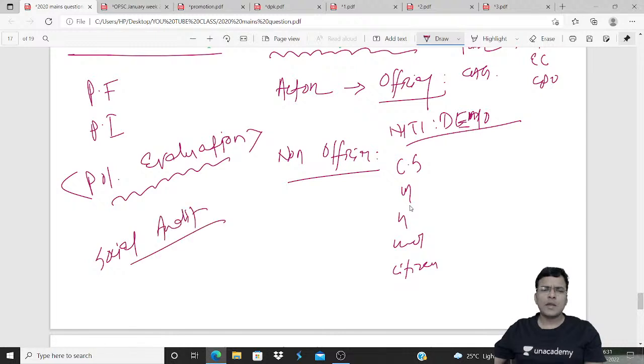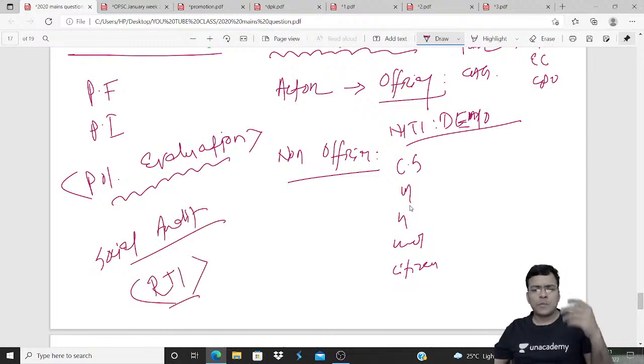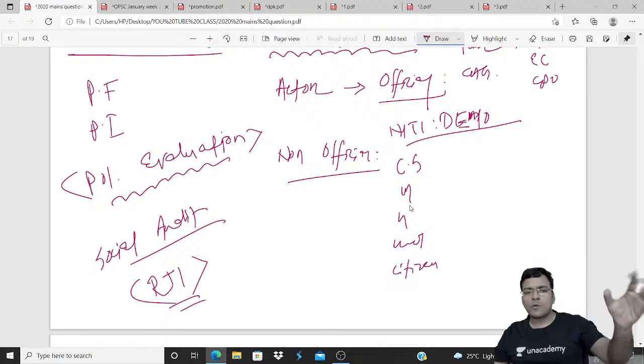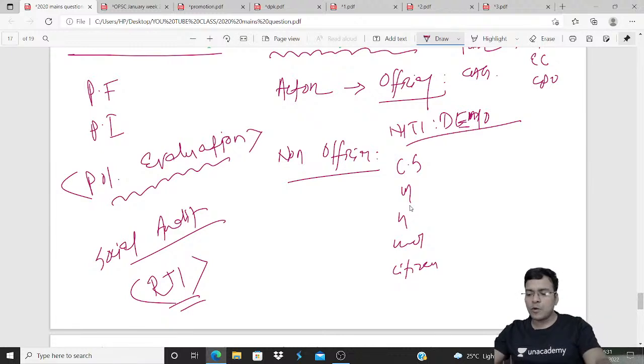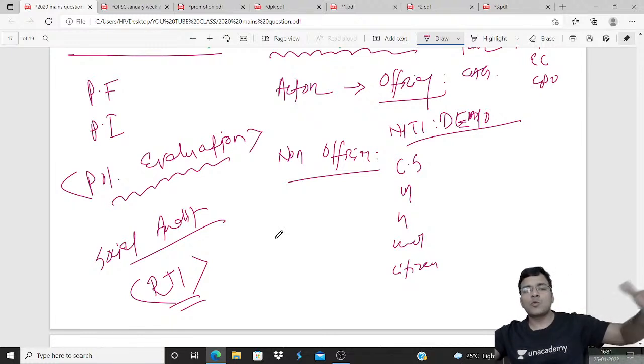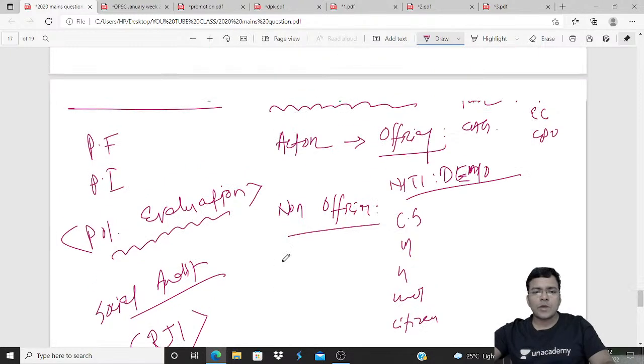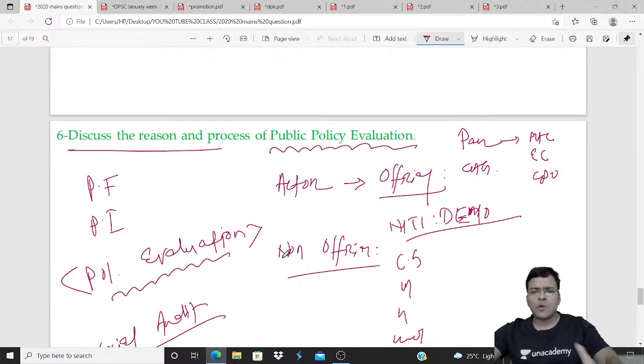And yes, to some extent RTI also, people seek RTI to find out whether a particular policy is effective or not, is implemented in a proper way or not. So everything you have to write, role of evaluation. Only a proper evaluation will give us a brief idea about the success or failure of policy. We will discuss every question in detail in one single class dedicated to one question. Don't worry, in special class, in YouTube class, we will discuss everything.